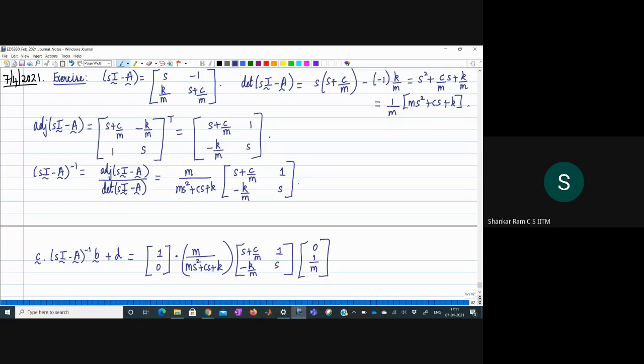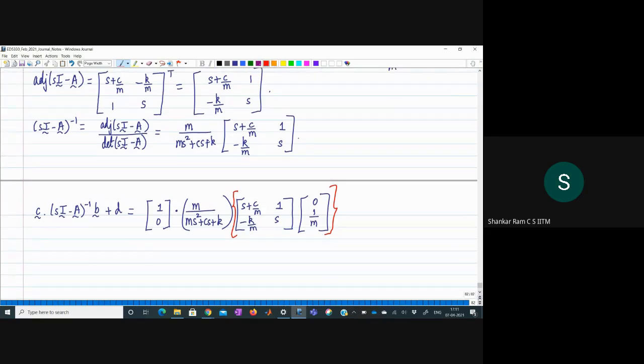So how do we do the matrix multiplication? First, we essentially multiply this matrix and this vector. We will get a vector, right? And then we need to take the dot product of that with 1, 0. Since m divided by ms squared plus cs plus k is a scalar function, we can take it out. Then what we would be left with is 1, 0, which is a column vector, dot product with the matrix multiplication of this 2 by 2 matrix.